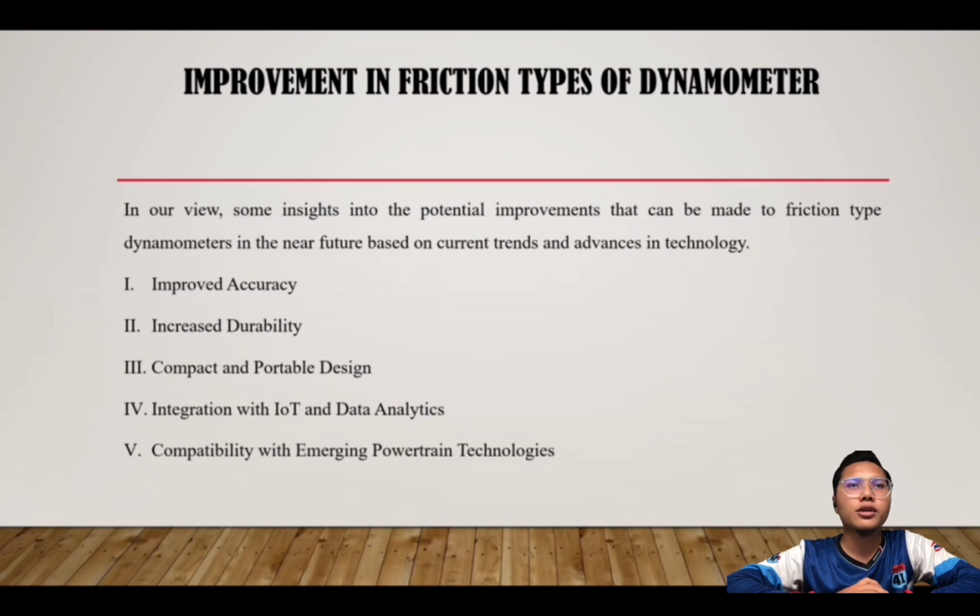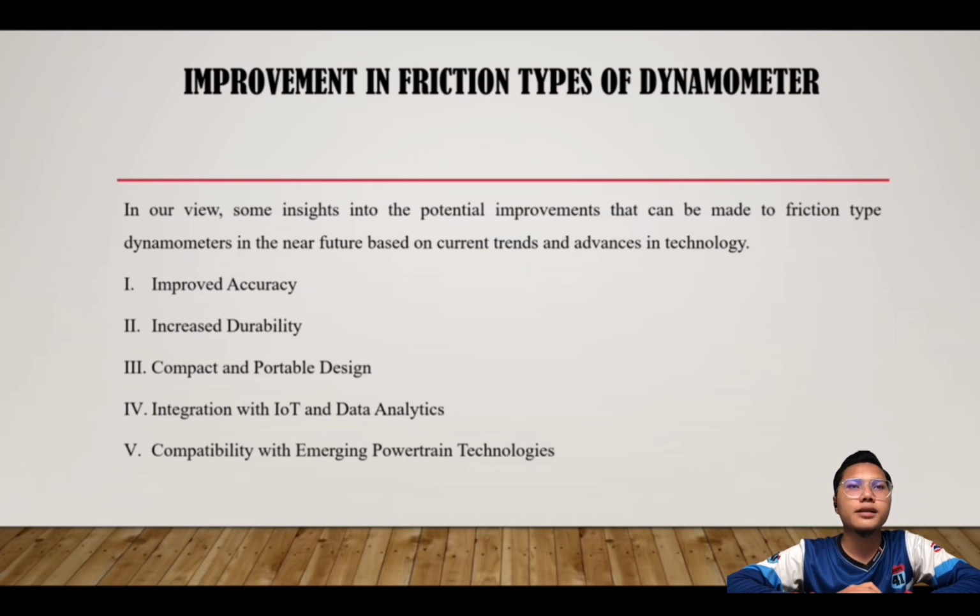Today, I would like to present the improvements that can be made to the friction type of dynamometer. In our view, here is some insight into the potential improvements that can be made to the friction type of dynamometer in the near future, based on current trends and advances in technologies.